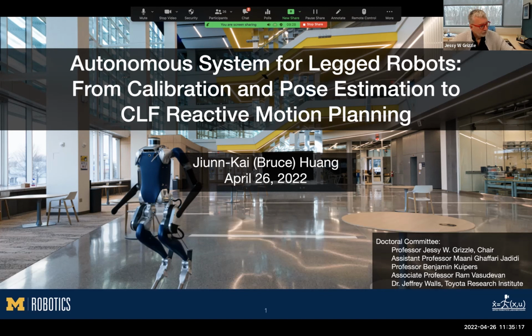Bruce got his bachelor's degree at the National Taiwan University in 2014. He joined the master's program in robotics in 2016. He did internships at a few labs before he found ours, and I'm very, very grateful that everything worked out there. So he started his PhD in 2018, and Bruce, take it from here.